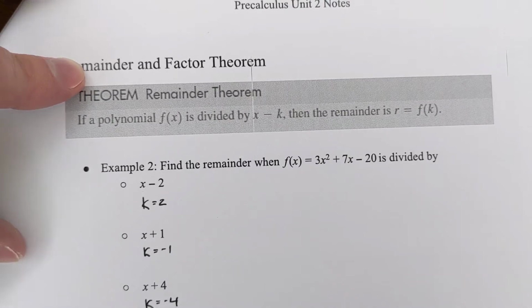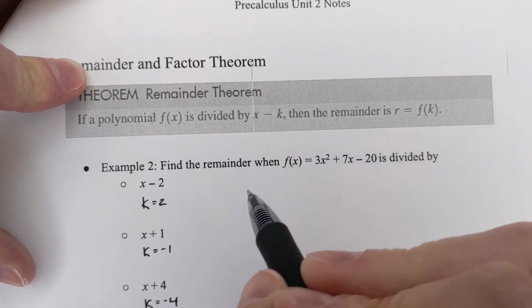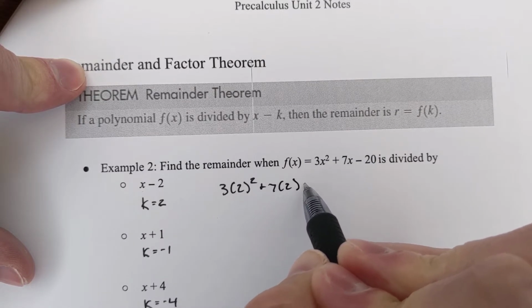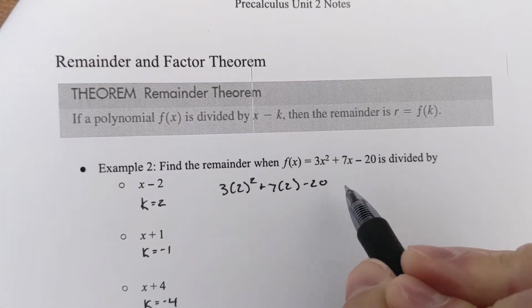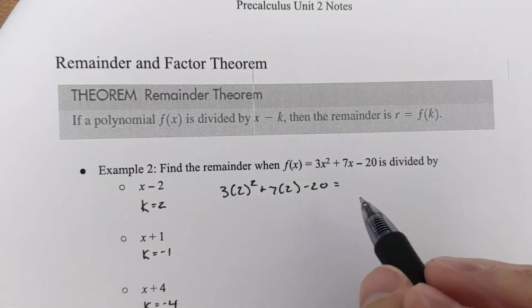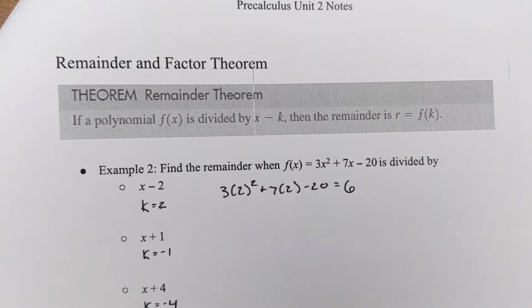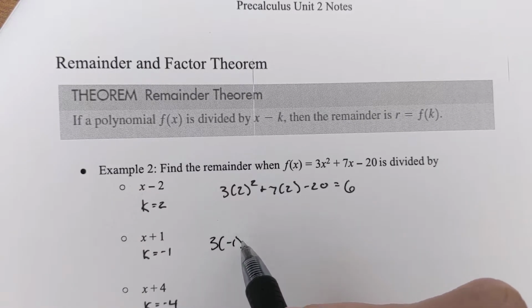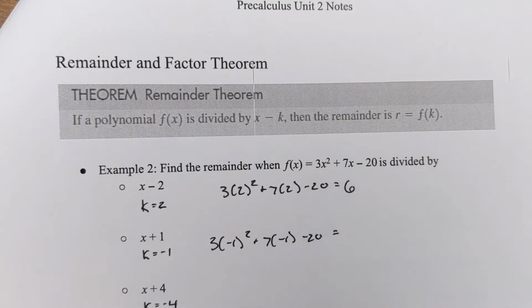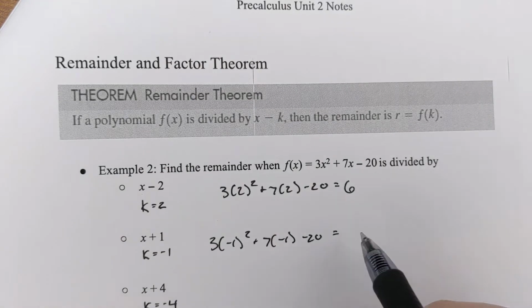So to figure out what the remainder is, I plug these numbers into my equation. So 3 times 2 squared plus 7 times 2 minus 20. So calculator, 3 times 4 plus 14 minus 20, this is 6. The remainder will be 6. If I do negative 1, I fill in negative 1 for x, so that's 3 minus 7 minus 20, so that's negative 24.